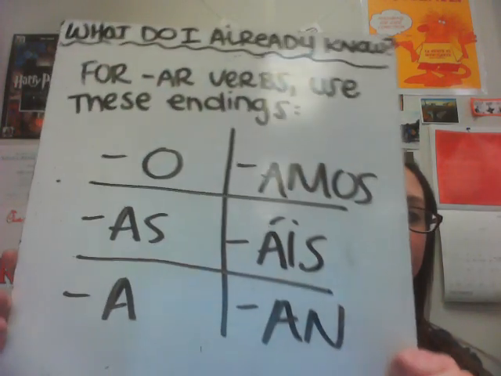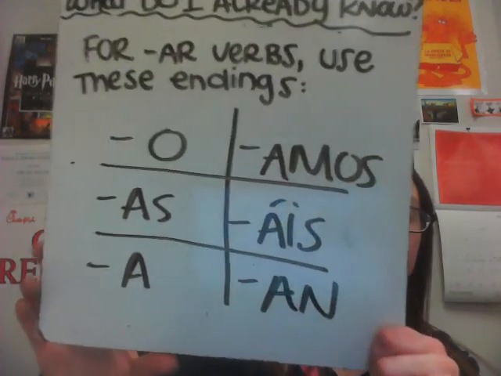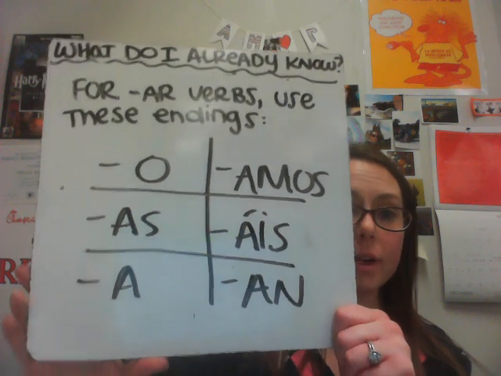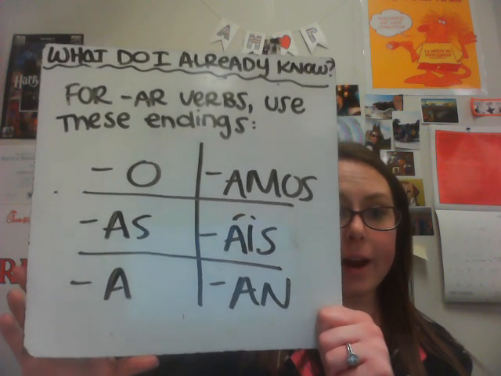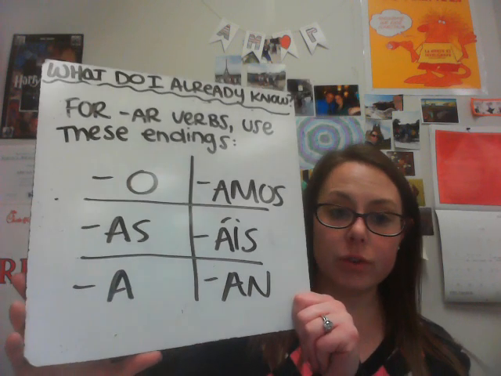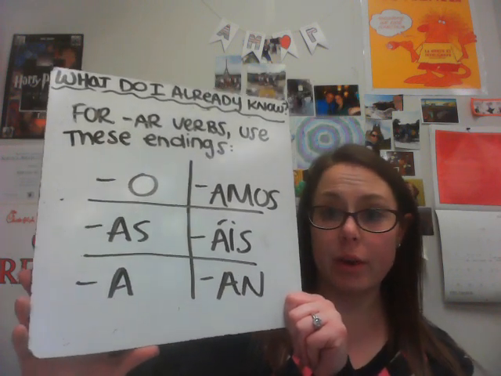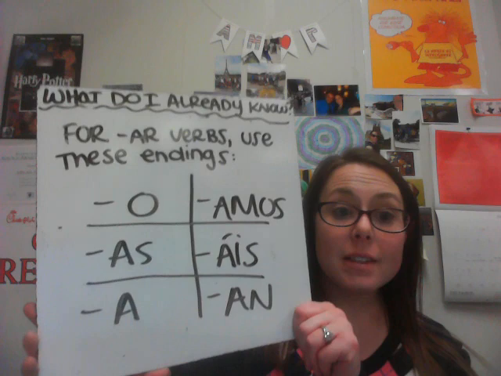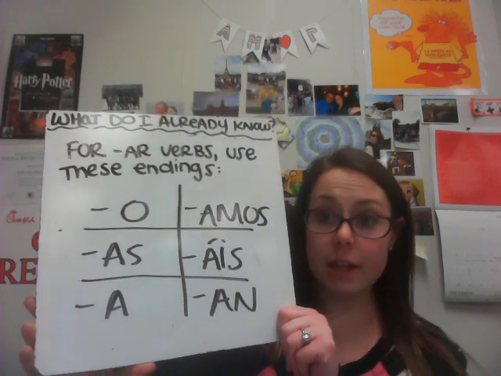Alright, so let's talk about one thing real quick that we should have already discussed when you watched the last video, and that is that when you conjugate an AR verb, you follow the steps of getting rid of the ending and adding o, as, a, amos, áis, an. You're going to need to know this for ER verbs because it's very similar in the way that we conjugate. In fact, the steps to conjugation are the same, okay?